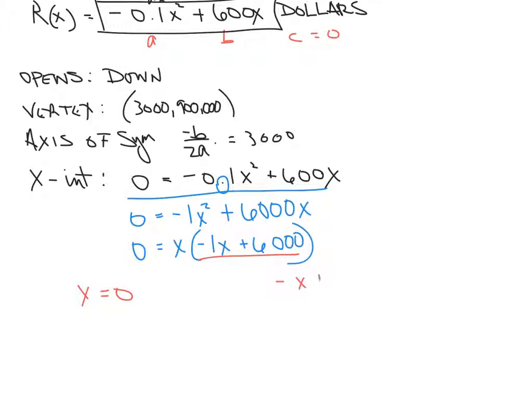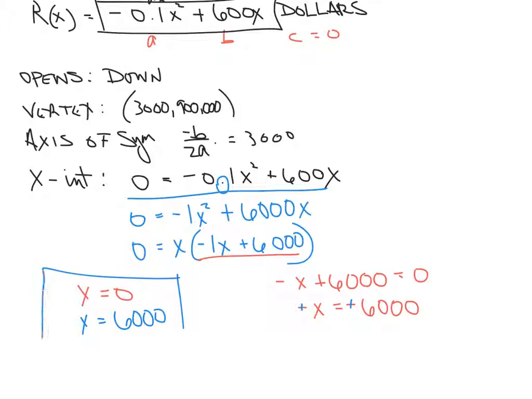Negative x plus 6,000 equals 0. So negative x equals negative 6,000. And again, I want to change this negative x to a positive, so I change that to a positive. So x equals 6,000. So those are the two places where my graph crosses the x-axis.